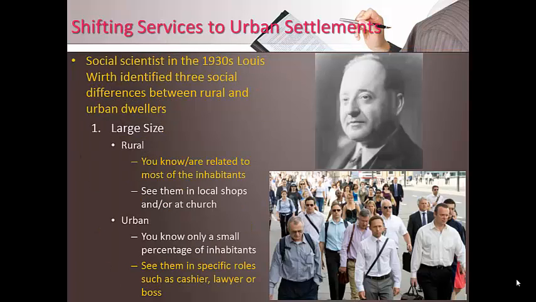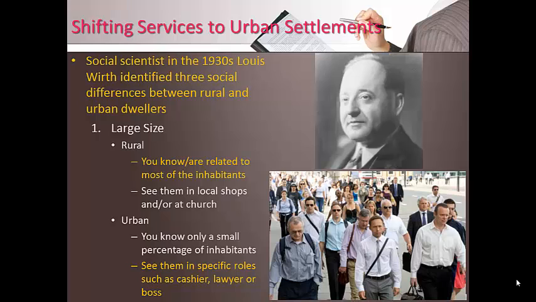All right, so we now know that there's a shifting of services from rural areas to urban areas. There's a gentleman by the name of Louis Wirth in the 1930s. He's a social scientist who identified that there are differences between rural and urban dwellers for three different reasons. One reason is large size, and this is literally the population. In a rural area, chances are you know most of the inhabitants, or you might be related to some of them, and you see them in local shops, at church, around the neighborhood.